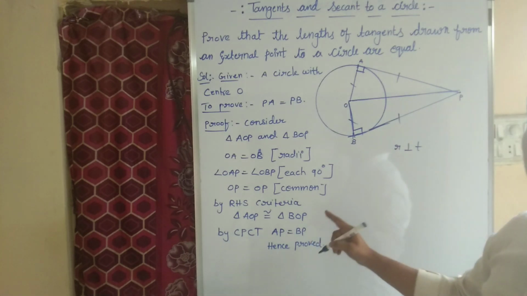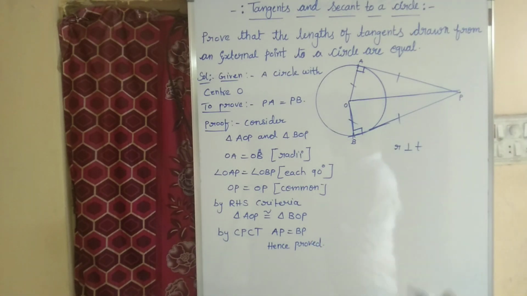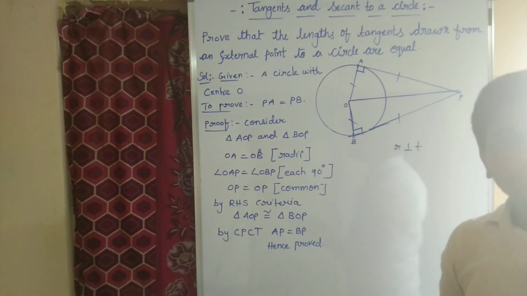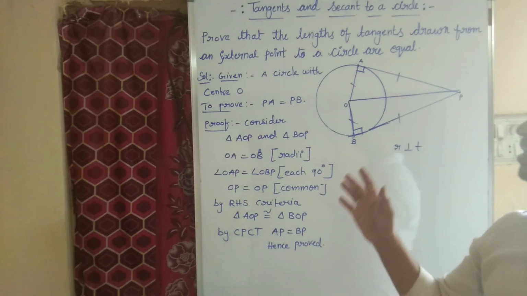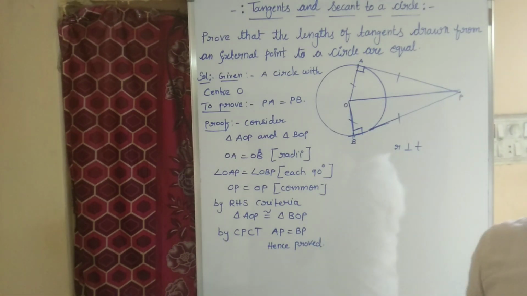So the tangents drawn from an external point to a circle are equal. Hence we proved. Is it clear, children? This is one of the most important theorems in tangents and secant to a circle. We can also call it theorem 9.2.